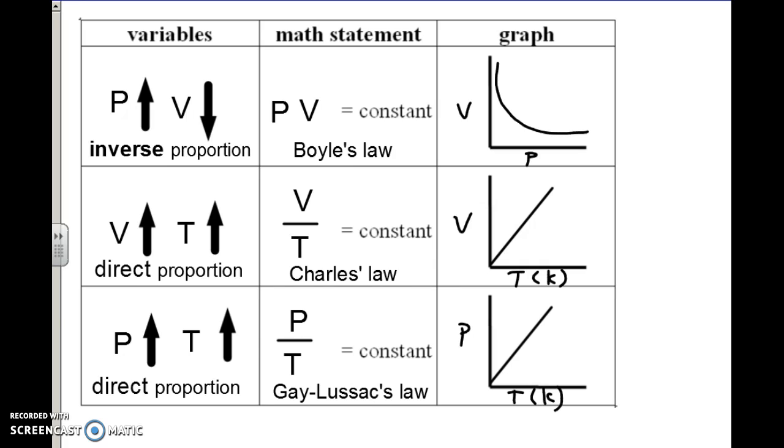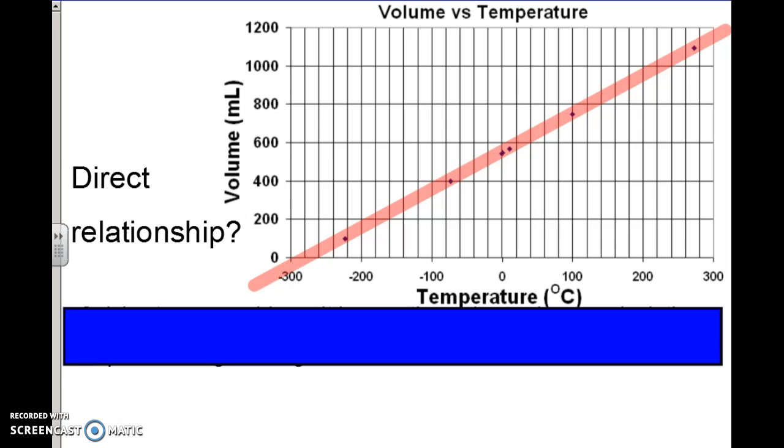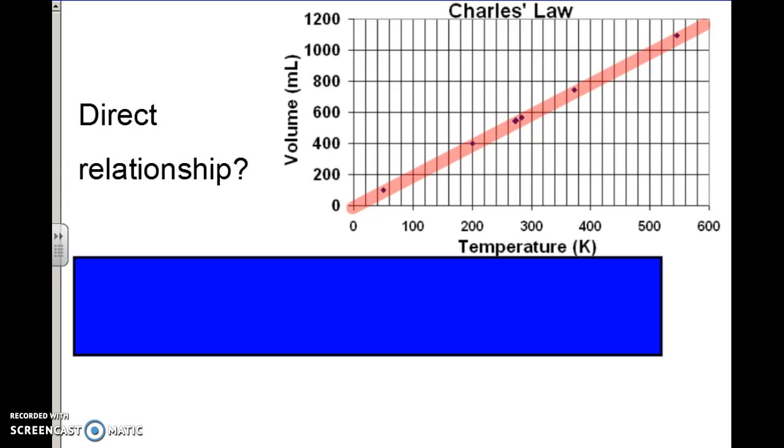So that'll sum it up. Pause it there if you need to write down more information. So is this a direct relationship? Nope. It doesn't go through 0, 0. Is this a direct relationship? Nope, because 0 is not over there. Is this a direct relationship? Yes, it is. As one goes up, the other one goes up, and it goes through the origin.